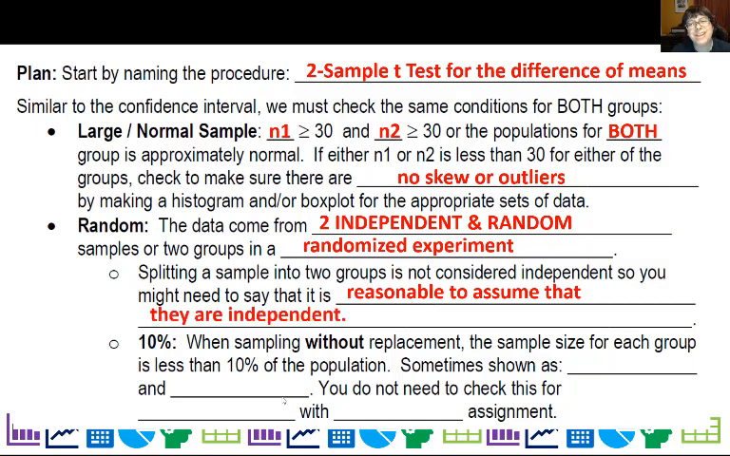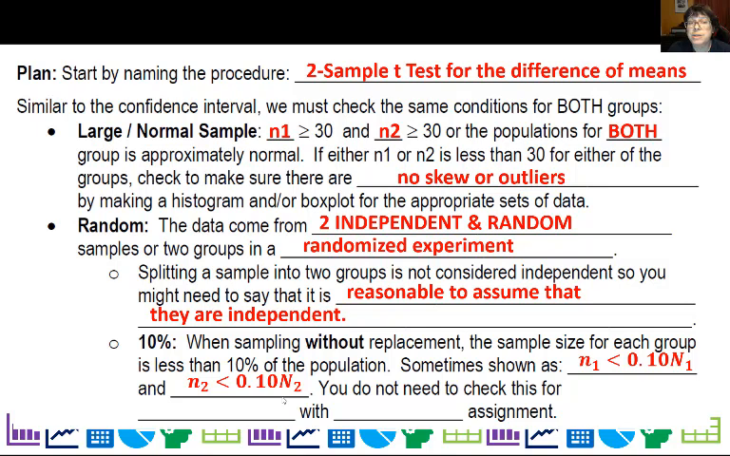So if you're really not getting what you need, but it's reasonable to think that there shouldn't be anything wrong with it, say it's reasonable to assume it. Now, when sampling without replacement, the sample size for each group should be less than 10% of the population, and you would check each sample size. All right.